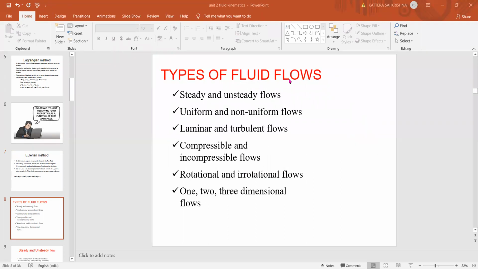So types of fluid flows, if you see, we have these 6 types, right? Under which: steady and unsteady.